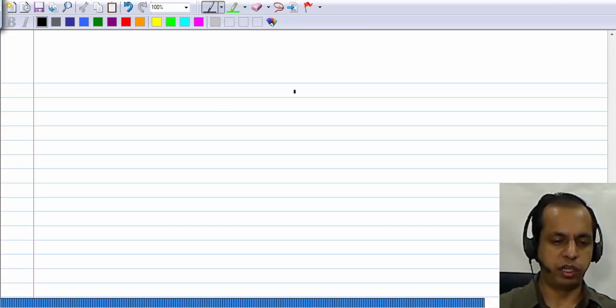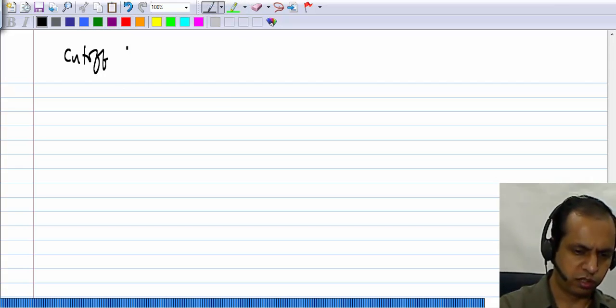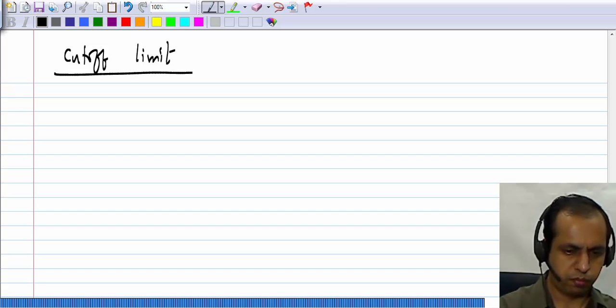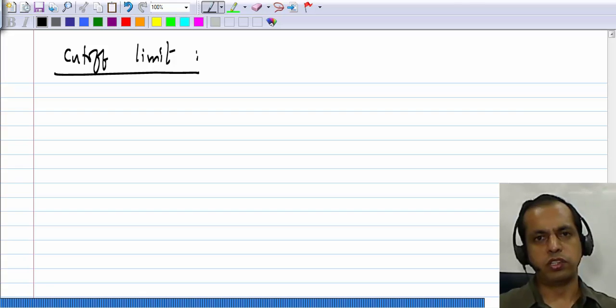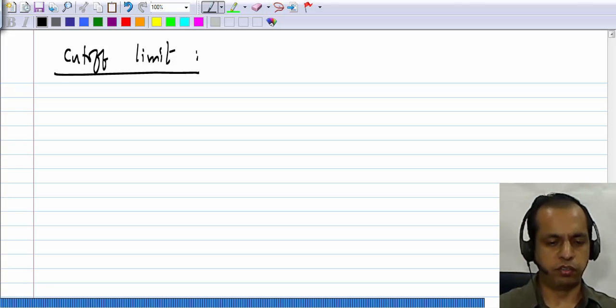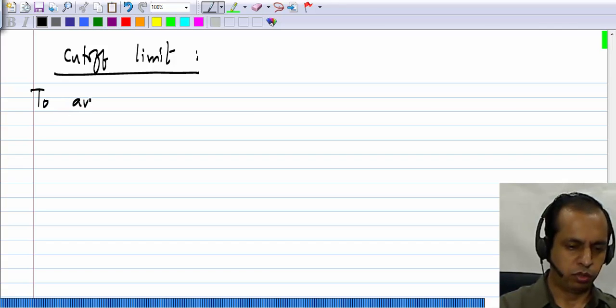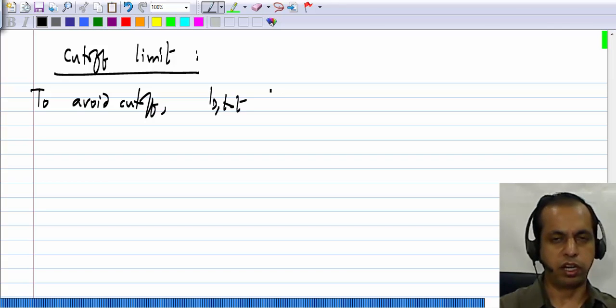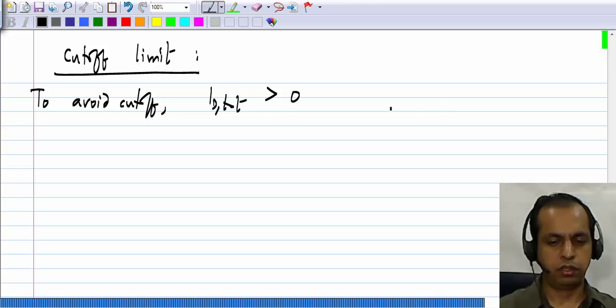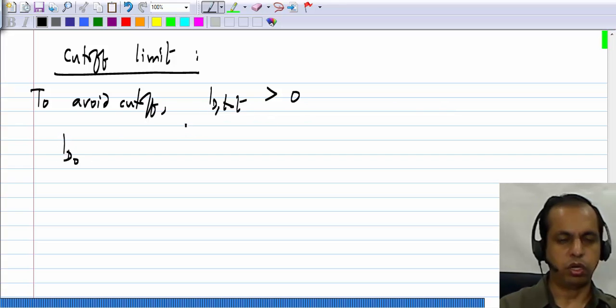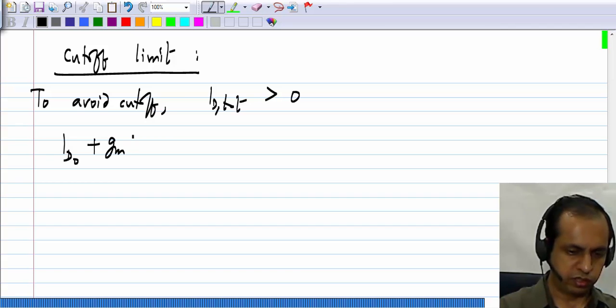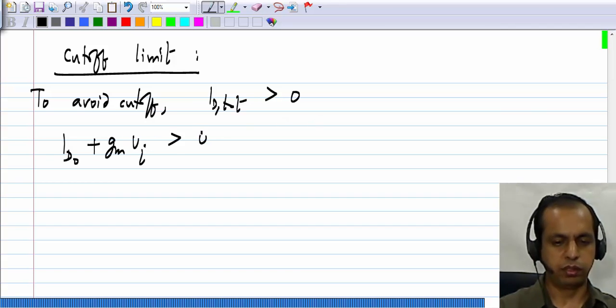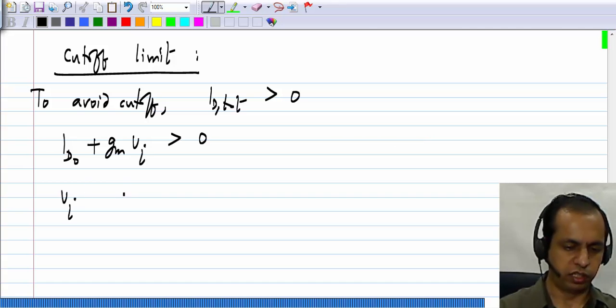Now let's look at the limit imposed by cutoff. What is cutoff? Cutoff is when the transistor drain current falls to 0. So to avoid cutoff, we must make sure that the total drain current is more than 0. The total drain current is ID0 plus gm times Vi, which must be more than 0, or Vi should be more than minus ID0 by gm.